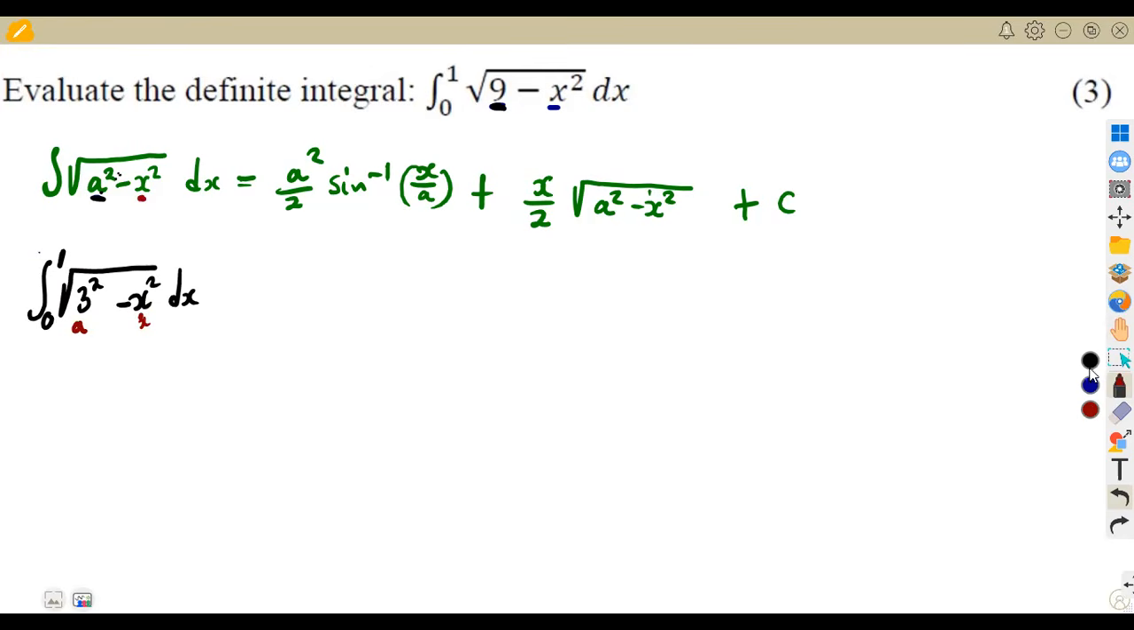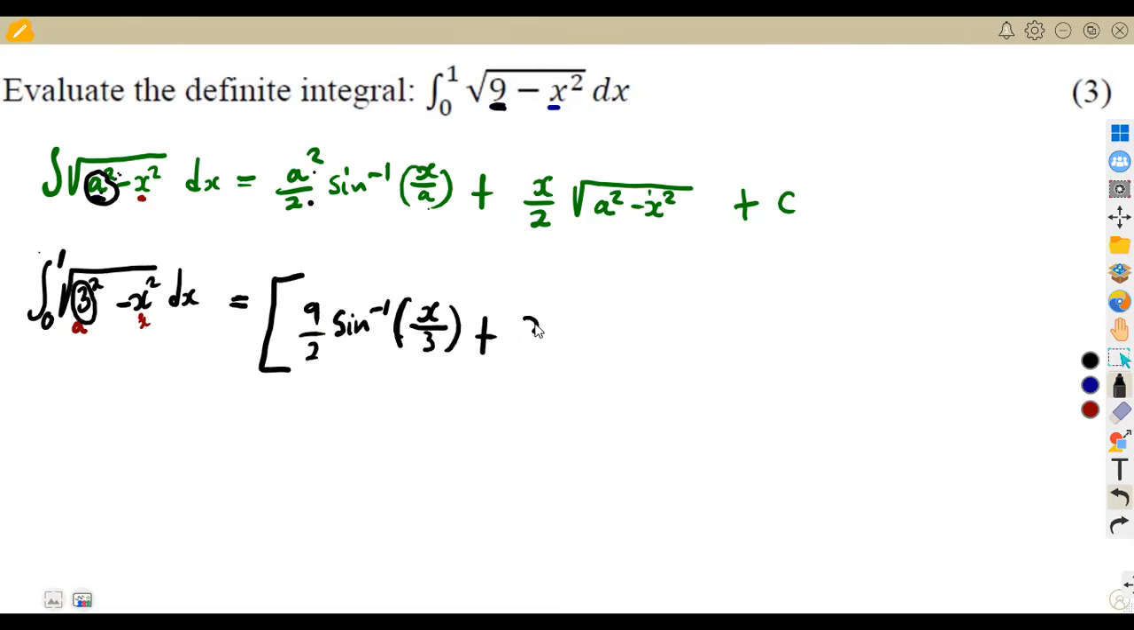Whenever we have this type of question, the integral is going to be a squared over 2, where a squared is 3 squared, which is simply 9 over 2. Then we are going to have the arc sine of x over a. Our a is 3, so it's going to be x over 3.